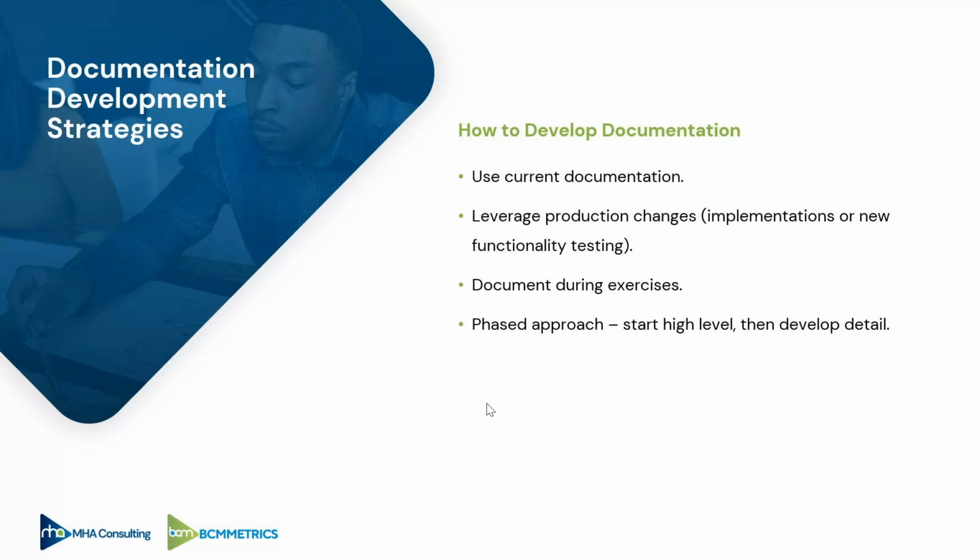And then the last thing is start a phased approach. As I said, something's better than nothing, right? 20% is better than zero. 50% is better than zero. So a lot of times people are going to spend hours and days and weeks until they get this perfect document, and they never have anything because it's never perfect.